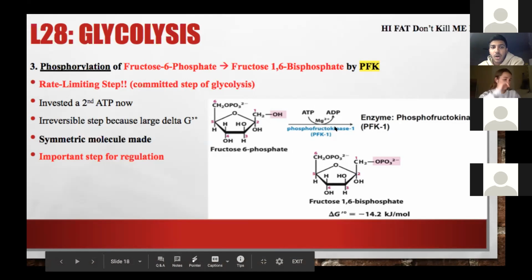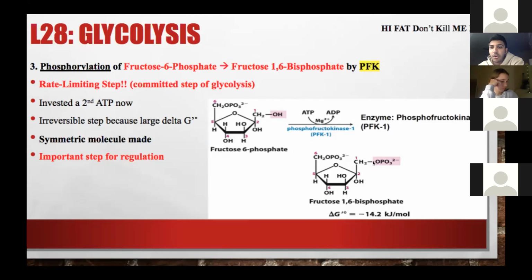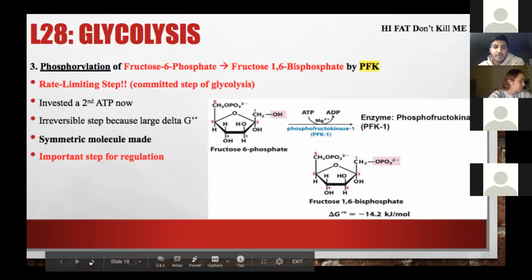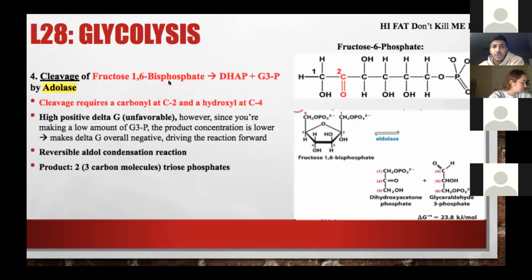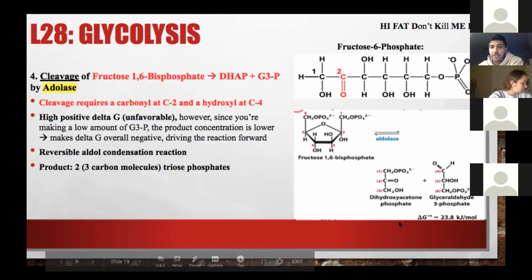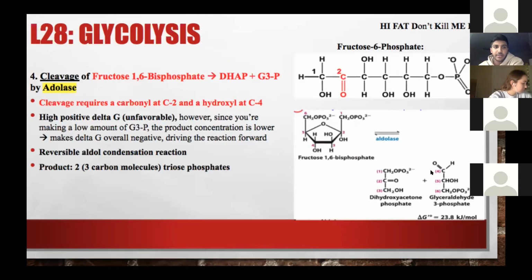And so the reason why we do this is because now we have a symmetric molecule. We have a phosphoryl on the first one and the sixth one. So now we can cut it. And so now we have cleavage, right? So that's the next step. We're cutting the molecule through an aldolase. And so you're going from fructose 1,6 to 2 molecules, right? So obviously 2 3-carbon molecules. You have dihydroxyacetone phosphate, or DHAP, and G3P, or glyceraldehyde 3-phosphate.